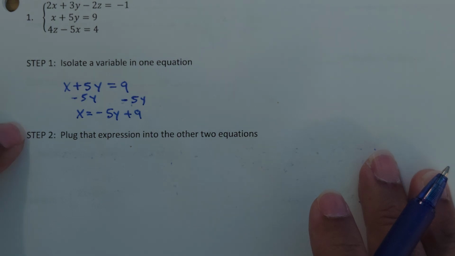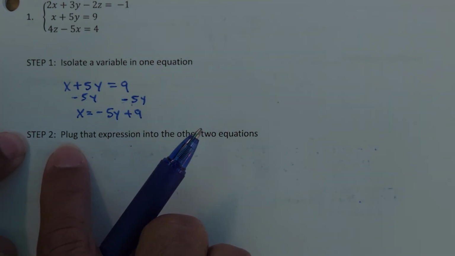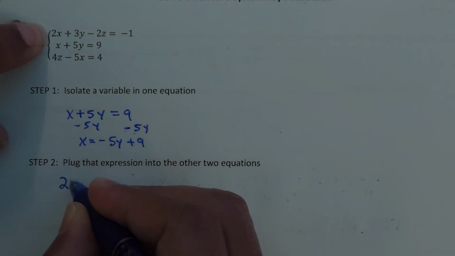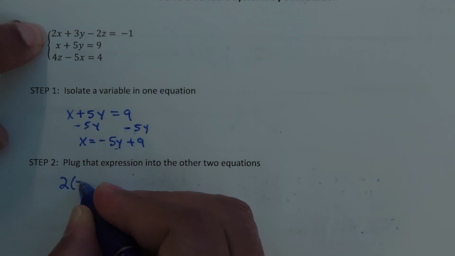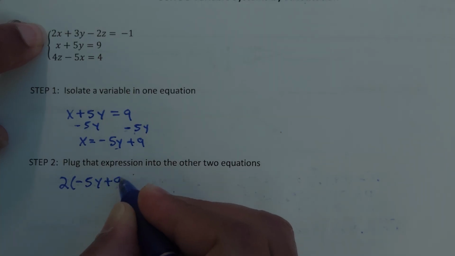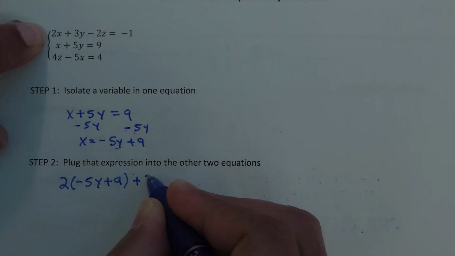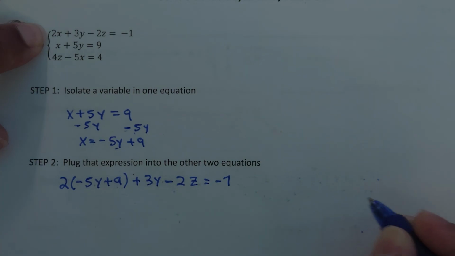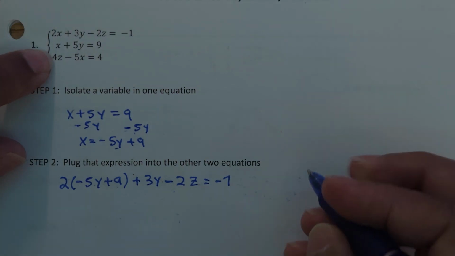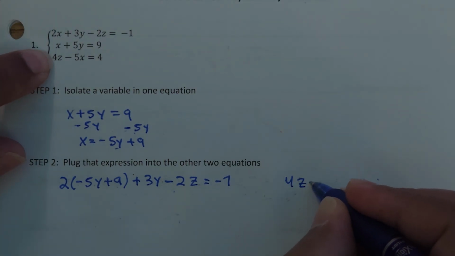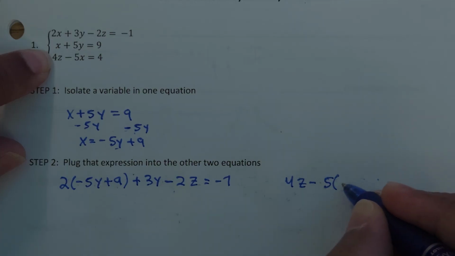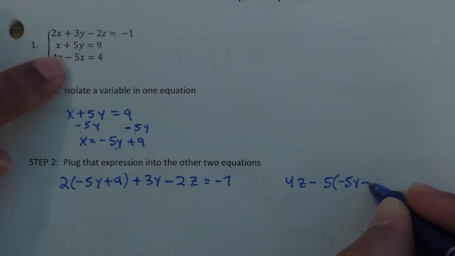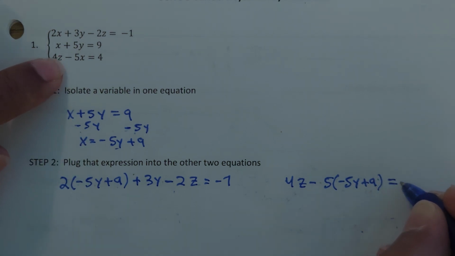So then I can go to step number 2, which means I'm going to substitute that expression into the other two equations. So I'm looking at the first equation. I see a 2 in front of the x, but instead of x, what x is equal to, which is negative 5y plus 9, and then plus 3y minus 2z is equal to negative 1. And the other equation, which is the third one, is 4z minus 5 times, instead of x, again, negative 5y plus 9. And this one says that that is equal to 4.